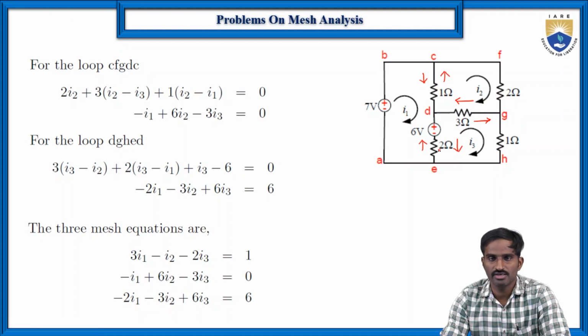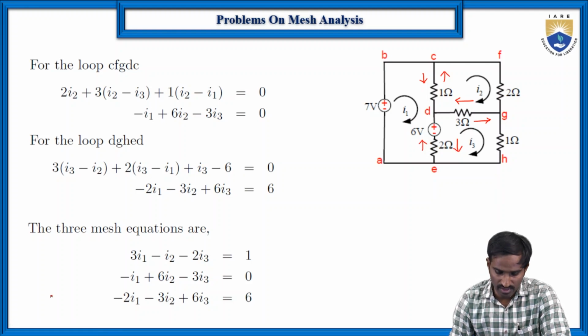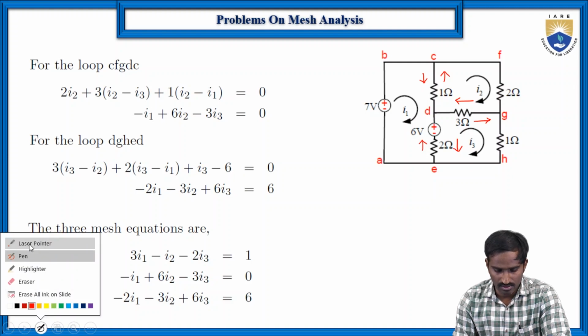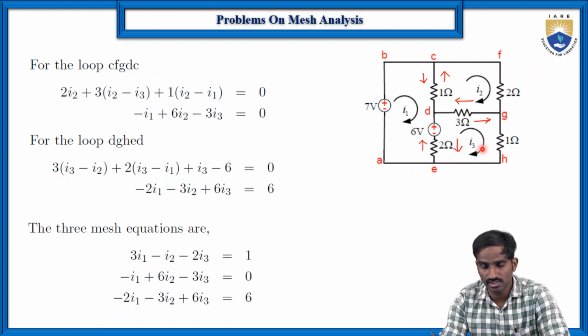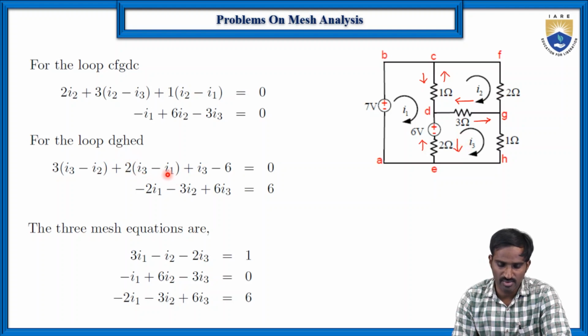So which means the current flowing through this 2 ohms resistor with respect to the loop 3 is I3 minus I1. Or suppose if you want to find the current flowing through the 2 ohms resistor with respect to the loop 1, it is I1 minus I3. So it is very important based on the reference current direction. It will depend whether it is I1 minus I3 or I3 minus I1. So here the reference current direction that we are considering is I3. So that's why here it is I3 minus I1.